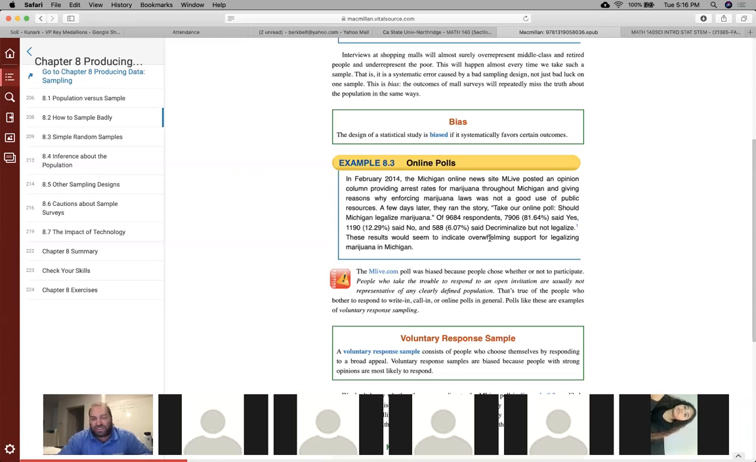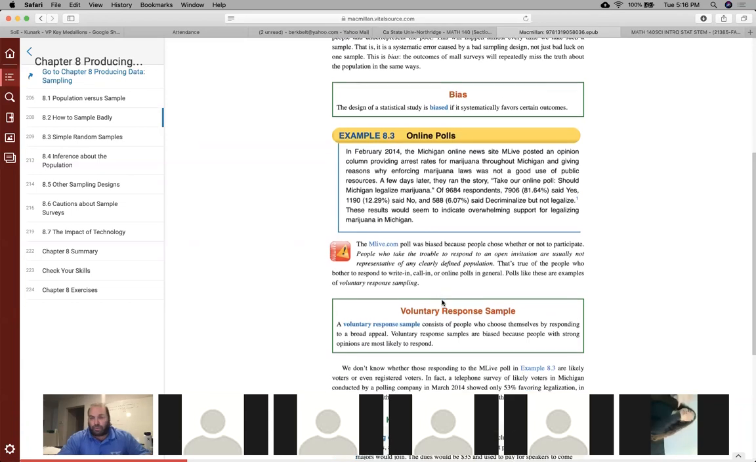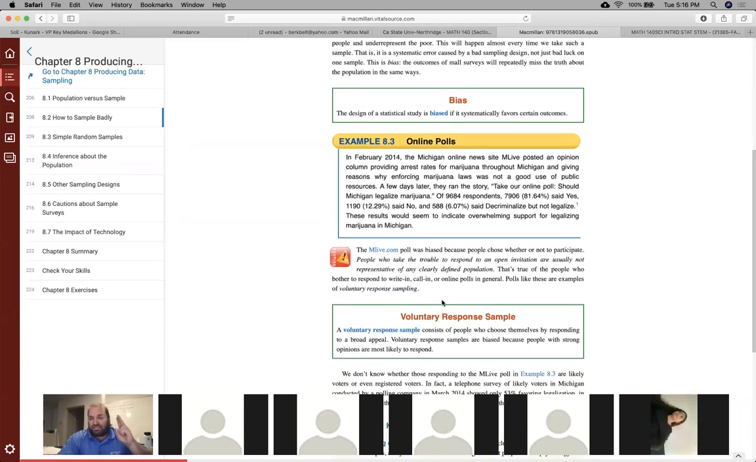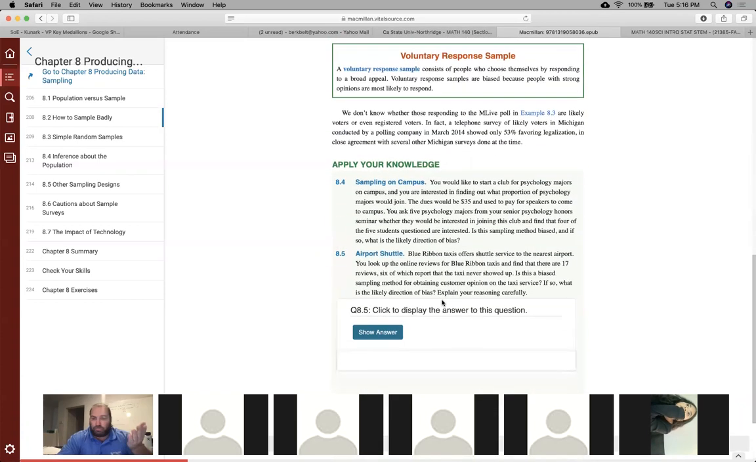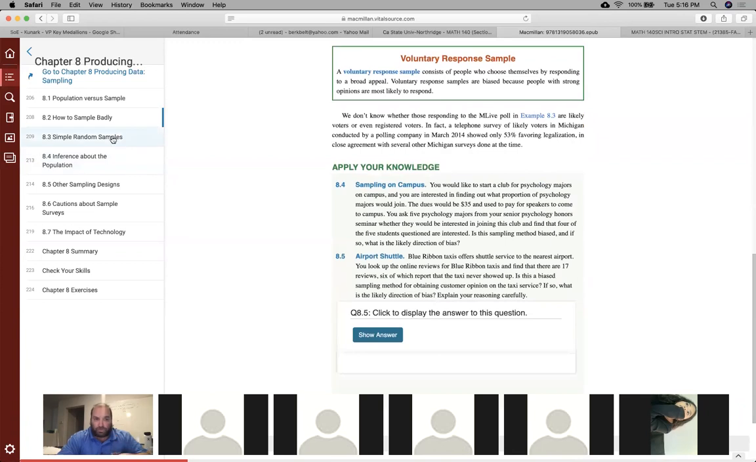For censuses, it's not a sample. It's pretty much the entire population. We'll get to that in a few minutes. But right now, we have two bad types of samples. We have convenience samples, and we have voluntary response samples. Those are bad. Okay? Don't do them.